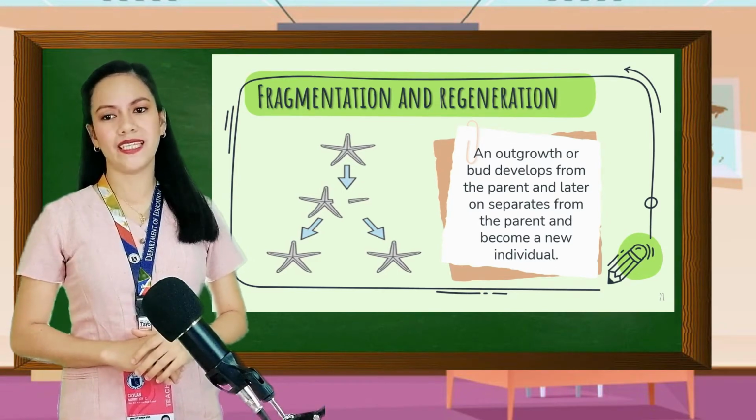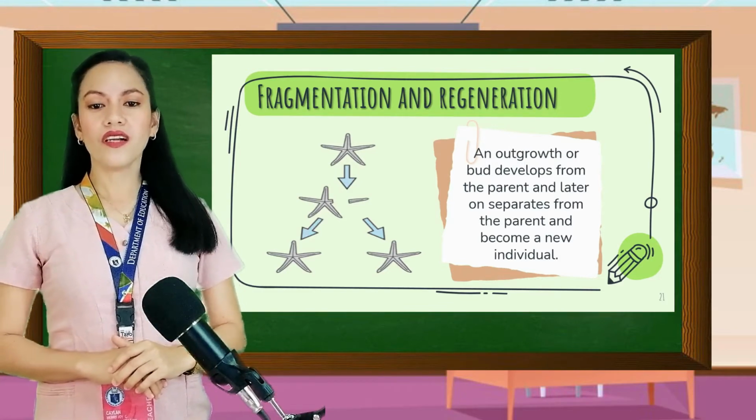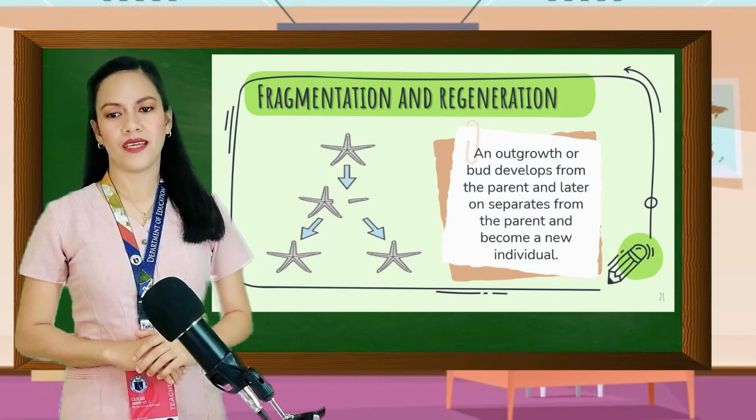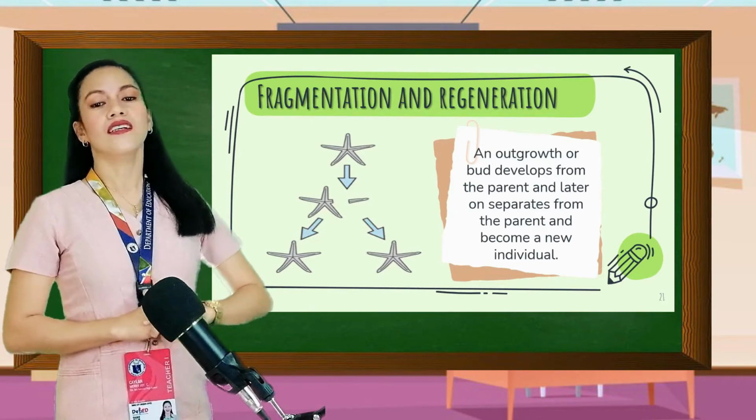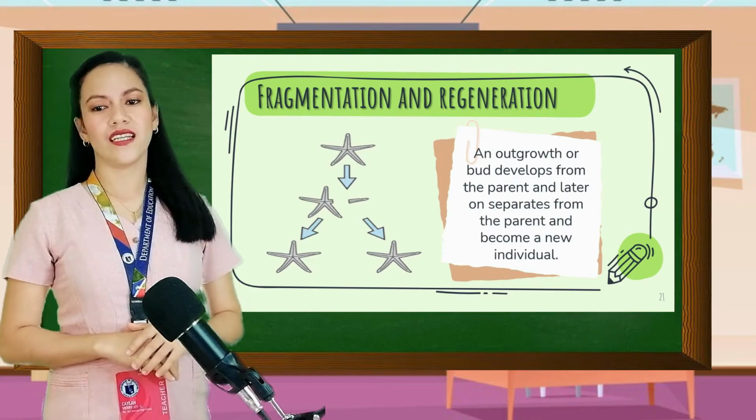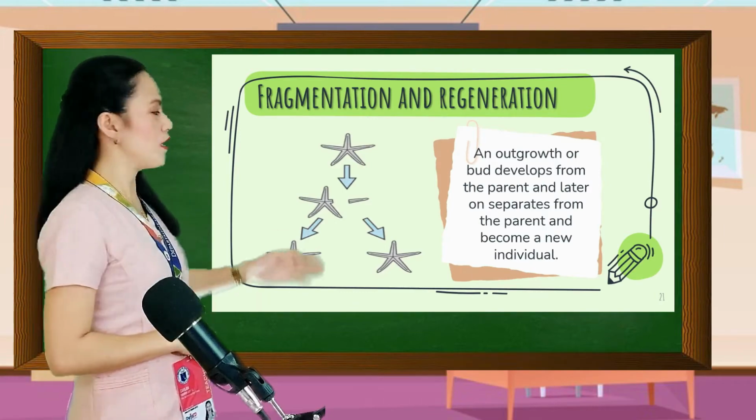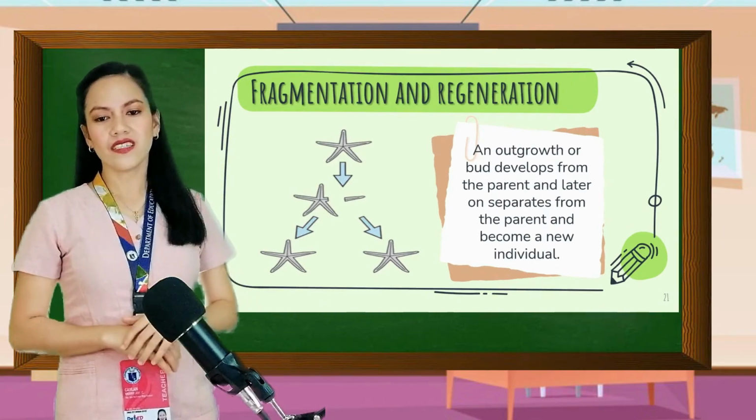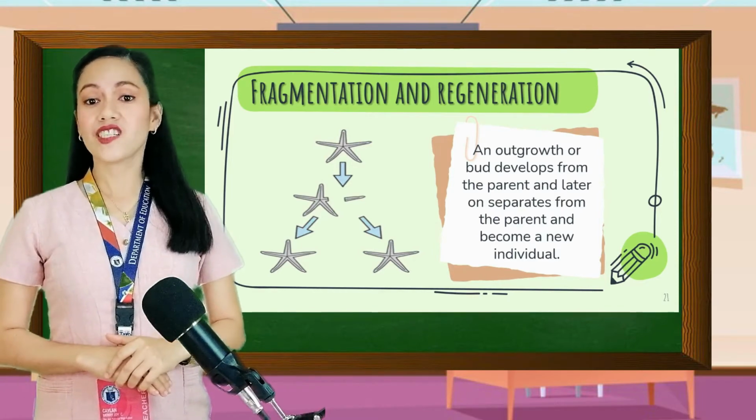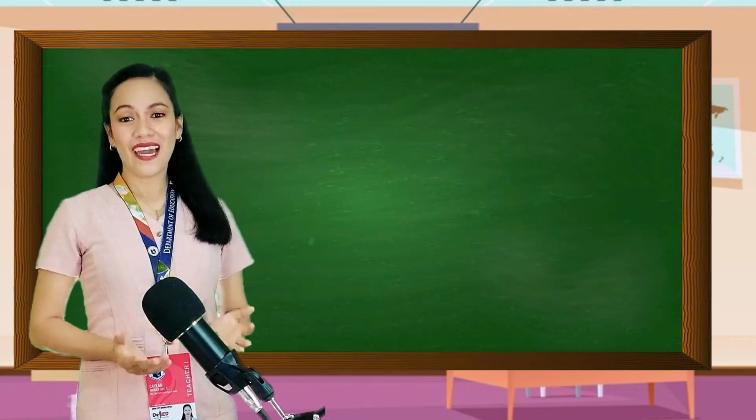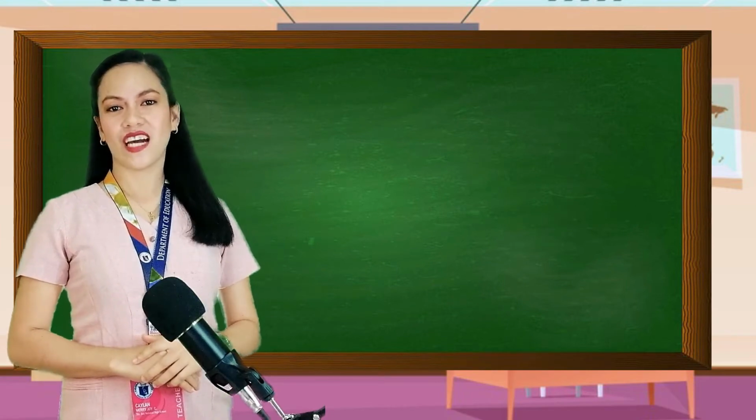Fragmentation, also known as splitting, is a form of asexual reproduction in which an organism splits into fragments. Each fragment develops into a mature clone, genetically and morphologically identical to its parent. The part of the starfish being cut will regenerate to form the lost part. This is called regeneration. Alright, students, those are the different methods of asexual reproduction.